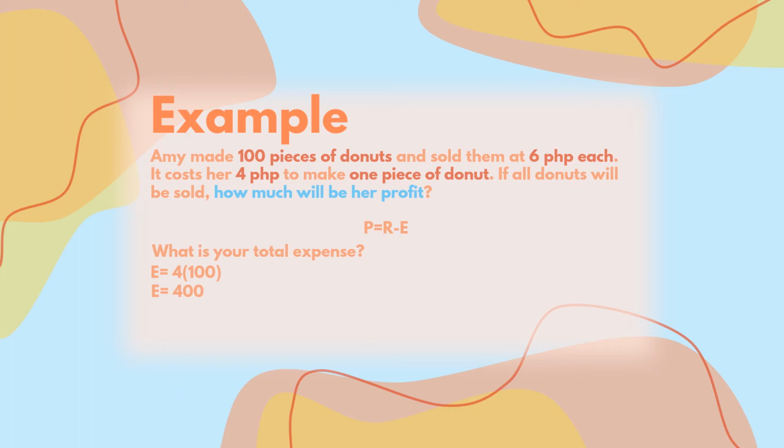400. Now, what is your total revenue? So for revenue, ito naman yung presyong pinatong mo na nung binibenta mo na siya. So you have there 6 times 100 kasi 6 pesos na yung benta mo doon sa 100 pieces. And you would get an answer of 600. And then substitute the E and R to our formula. We now have P is equal to 600 minus 400, which is equal to 200. So, 200 is our profit. So, dun daw sa puhunan mong 4 pesos, kada donut, ginawa mo 6 pesos. Pag nabenta mo lahat ng 100 donuts, ang tubo mo ay 200.